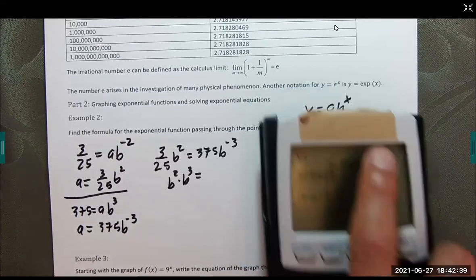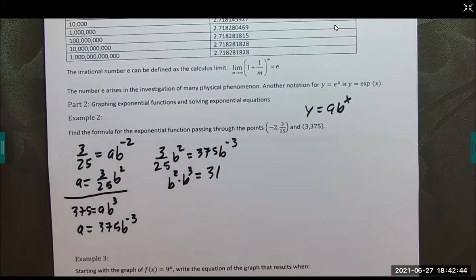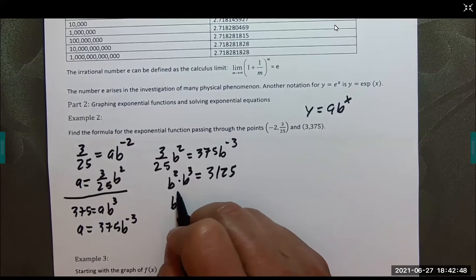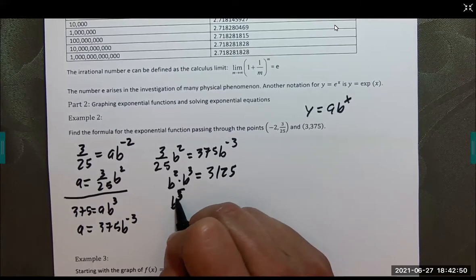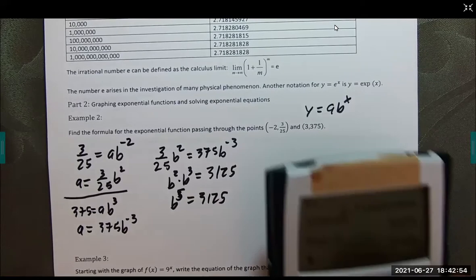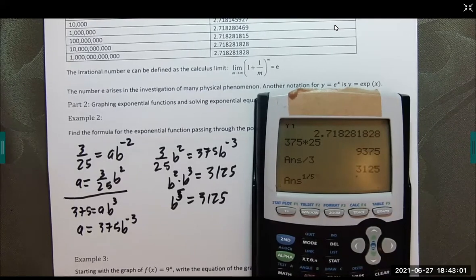3120, yeah. So remember, when you have the same base, you add the exponent. So this is b to the 3rd, 5th equals 3125. And if I raise this number to the 1 divided by 5 power, take the 5th root, basically, I get that b equals 5.